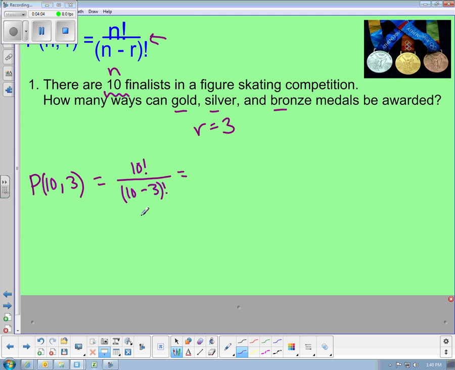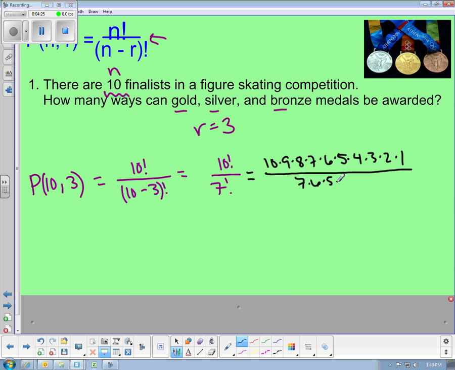Now be careful here when we simplify this out, I have 10 factorial over 7 factorial. And the thing that's nice about this is that what that gives us is 10 times 9 times 8 times 7 times 6 times 5, all the way down to 1. That's what that factorial means. In the denominator, 7 times 6 times 5 times 4 times 3 times 2 times 1. What helps us here is the fact that we know that any number divided by itself is 1.